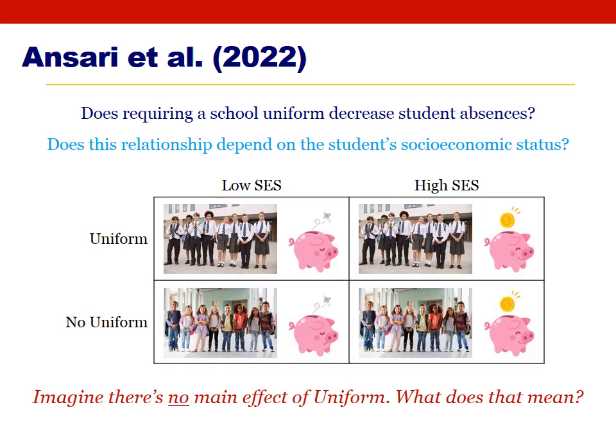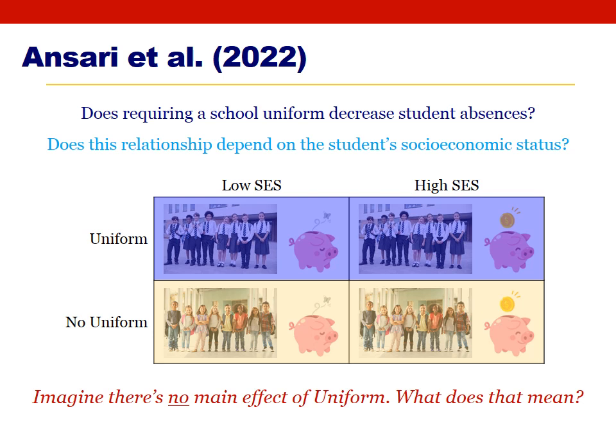What about our other main effect? Imagine we ran our study and we found that there was not a main effect of uniform. What does that mean, and how would we figure that out? Again, since we're testing for a main effect, we're going to take these four groups and collapse them down into two.